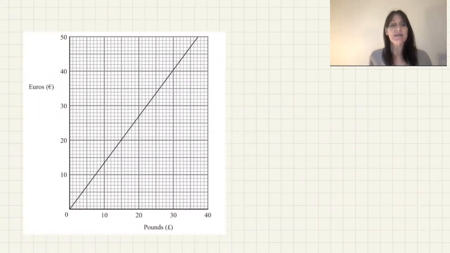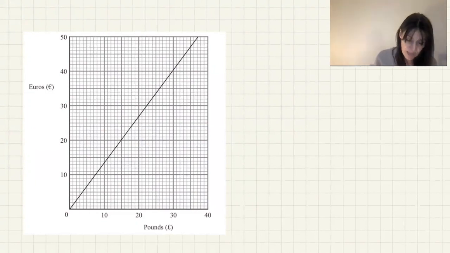So this is a conversion graph. It's taking euros into pounds or pounds into euros, depending on what you're being asked. And these are quite common, and we can be asked really quite simple, basic questions. So if I was asked, for example, how many pounds would I get if I had 40 euros? Let's say that was my question.